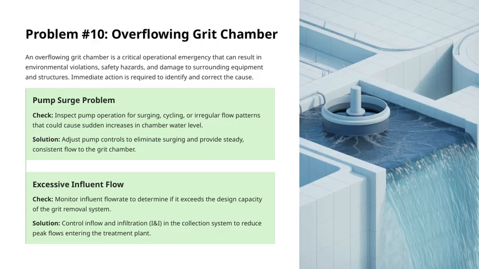One common issue is pump surge, so we need to check the pump operation closely. Look for signs of surging, cycling, or irregular flow patterns, as these can cause sudden rises in the water level within the grit chamber. The solution here is to adjust the pump controls to eliminate surging. Our goal is to ensure a steady, consistent flow into the grit chamber, which helps prevent overflow.